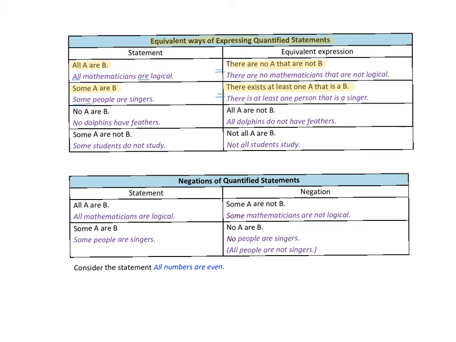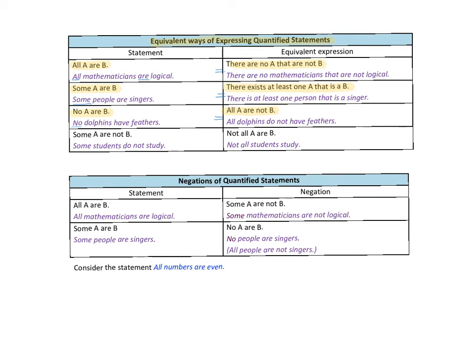The next form we're going to look at is no A are B. The example here would be no dolphins have feathers. So if no dolphins have feathers, then it must be true that all dolphins do not have feathers. So the equivalence is all A are not B. So again, these are equivalent.